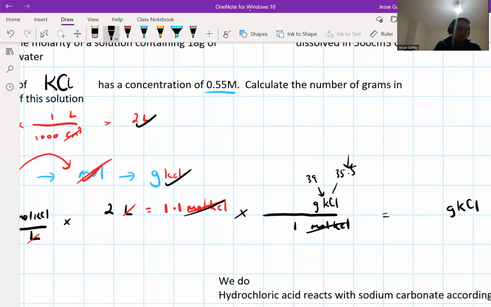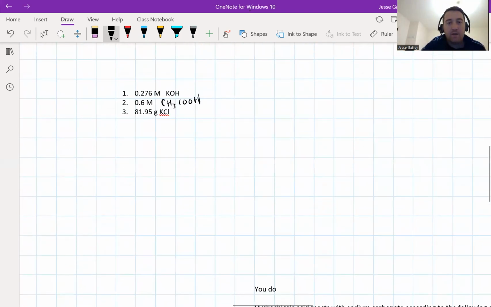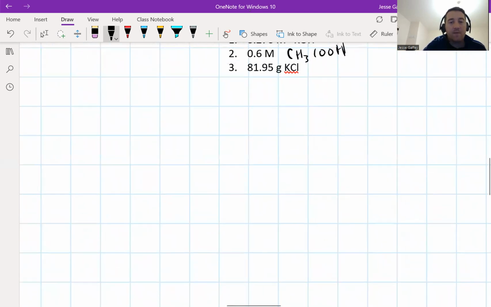So when you do those up, 39 plus 35.5, that's giving me 74.5 grams per mole. So that's 1.1 times 74.5, and that gives me 81.95 grams of KCl. Just double check, is that the answer I got? Yeah, that's the answer I got. So that's what you should have got.